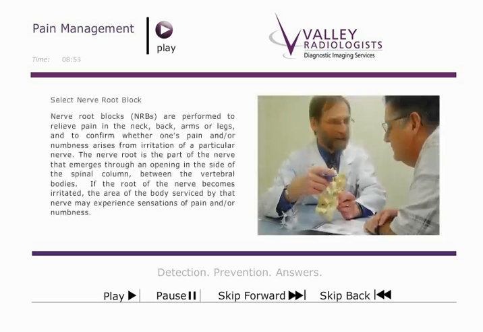Select nerve root block. Nerve root blocks, or NRBs, are performed to relieve pain in the neck, back, arms, or legs, and to confirm whether one's pain and/or numbness arises from irritation of a particular nerve. The nerve root is the part of the nerve that emerges through an opening in the side of the spinal column, between the vertebral bodies. If the root of the nerve becomes irritated, the area of the body serviced by that nerve may experience sensations of pain and/or numbness.